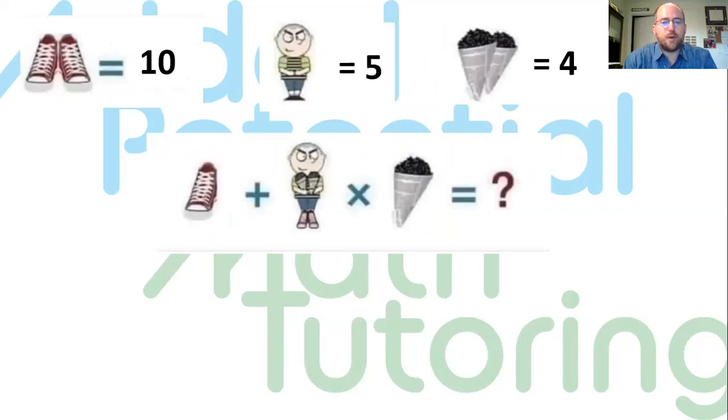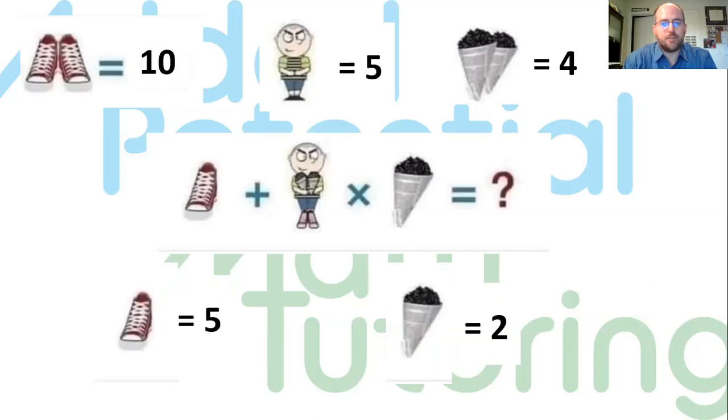Now let's look at the last equation. So before we plug in the values that we solved for, let's take a closer look at these variables. So we solved for a pair of shoes, but the final equation has a single shoe. So I think it stands to reason that if a pair of shoes is 10, then a single shoe is 5. And we solved for 2 buckets of popcorn, and the final equation has a single bucket of popcorn. So I think if a pair of buckets is 4, then a single bucket of popcorn is 2.